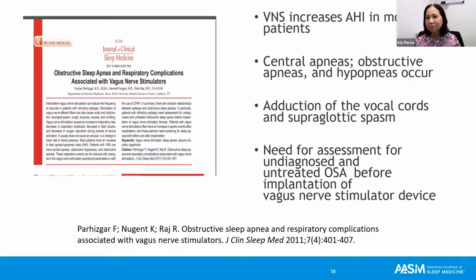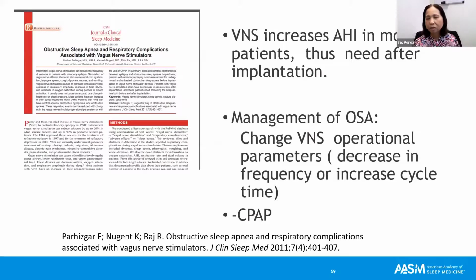Patients can have central apneas, obstructive apneas, and hypopneas, and sleep-related breathing disorders due to the adduction of the vocal cords. And therefore, because of the increased risk of OSA, it's important that these patients have assessment for undiagnosed and untreated OSA before placement of the vagus nerve stimulator. And when there's snoring or symptoms of OSA, they need to be reevaluated as well after implantation.